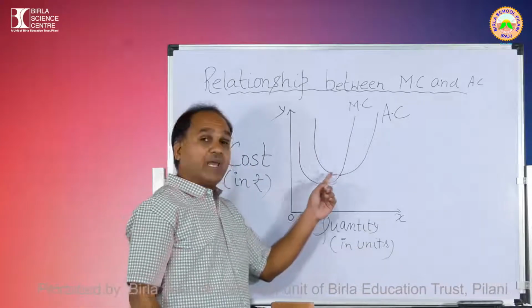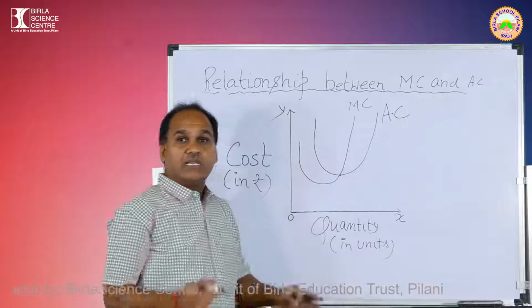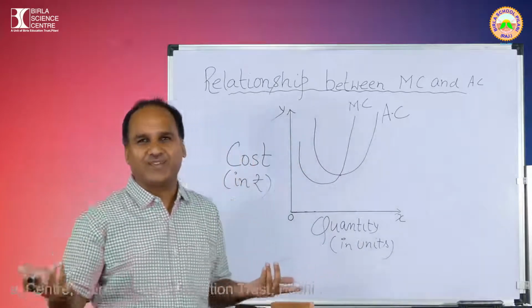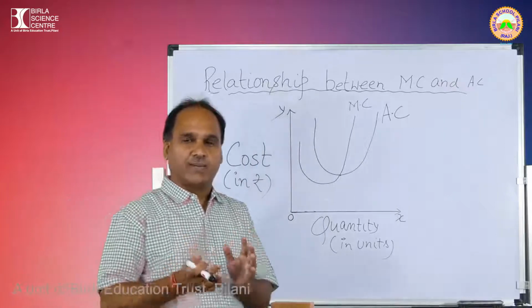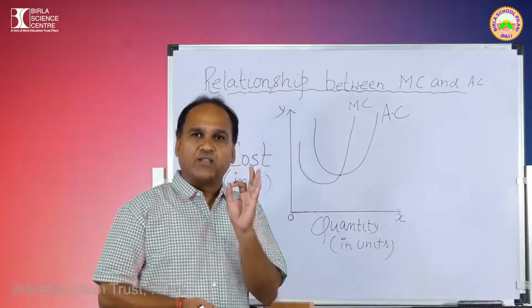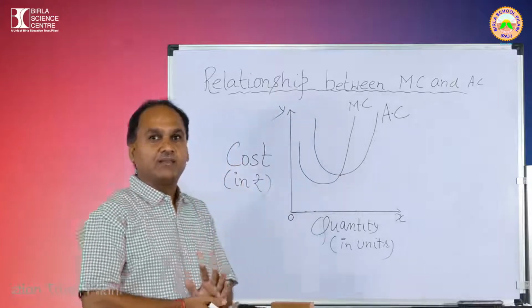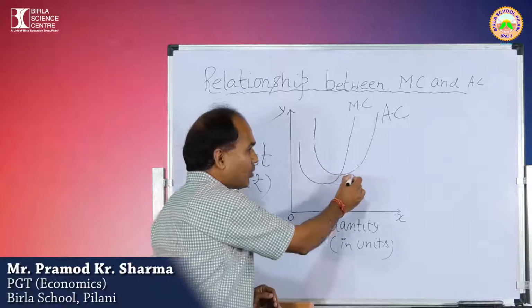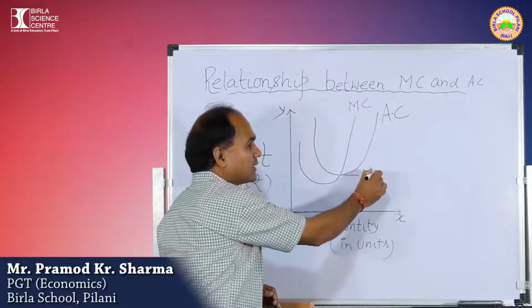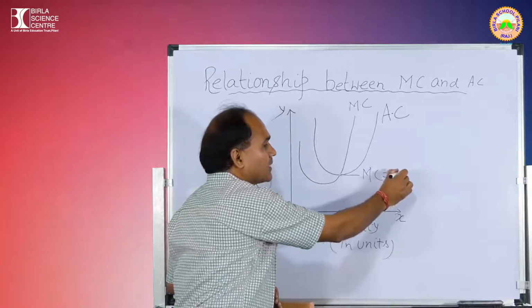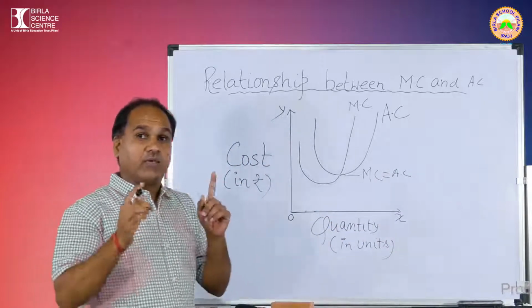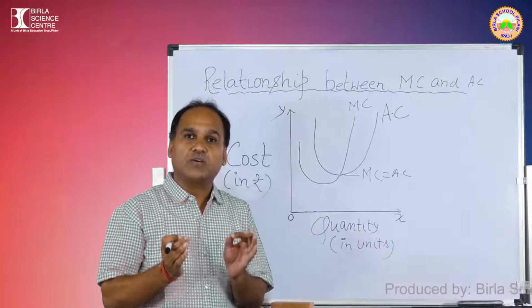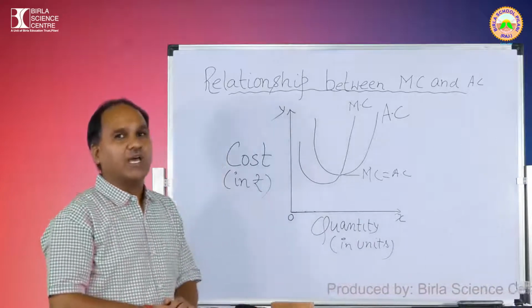5th one, when average cost is stable. What does stable mean? Suppose it is 4, it stays 4; if it is 5, it stays 5. This means both are stable. Okay? So when average cost is stable, then at that point marginal cost is equal to what? Average cost. Again I'm repeating the 5th one. When average cost is stable, then marginal cost is equal to average cost.